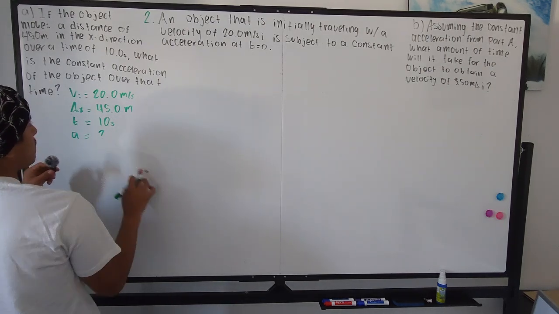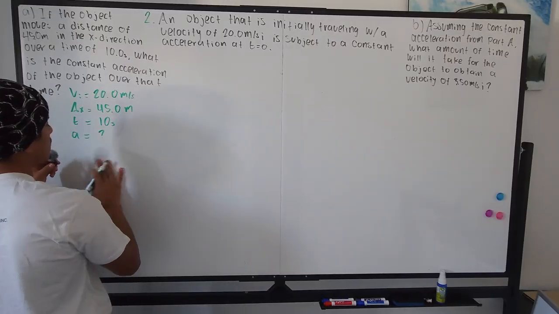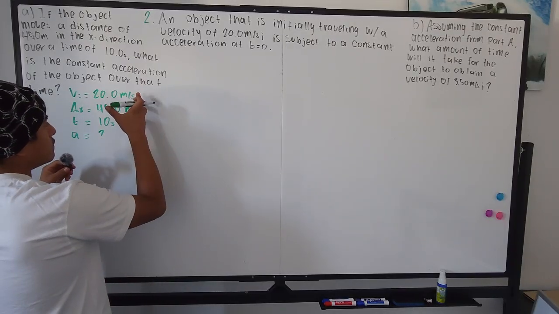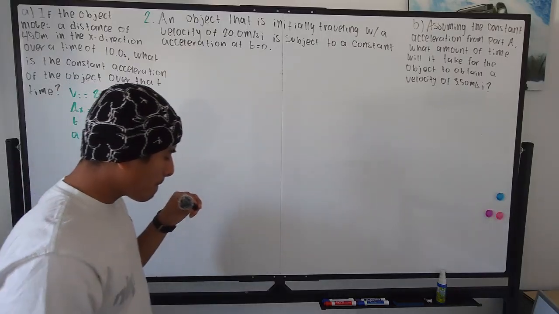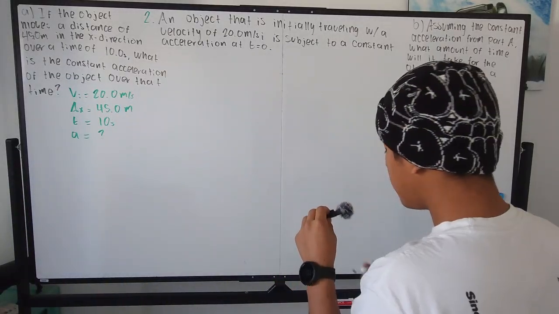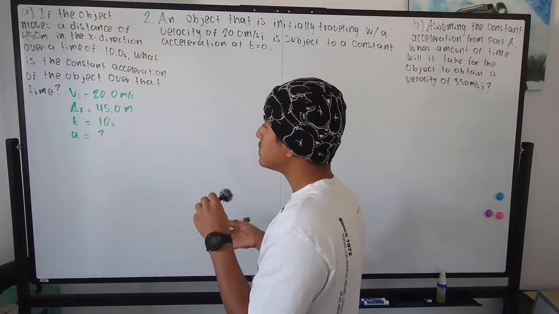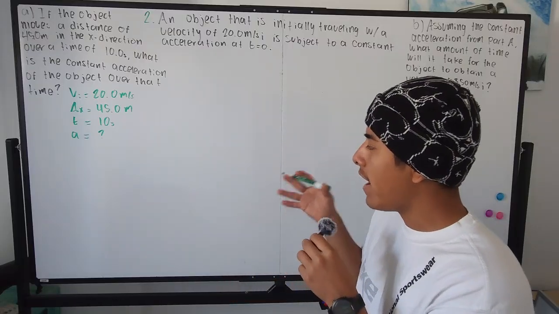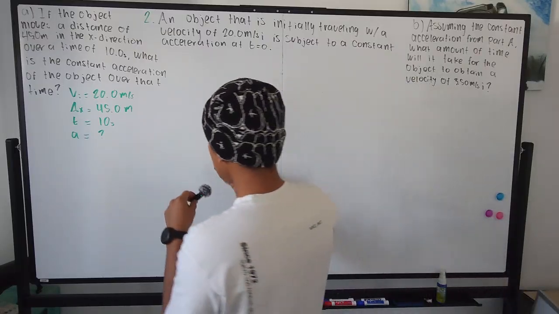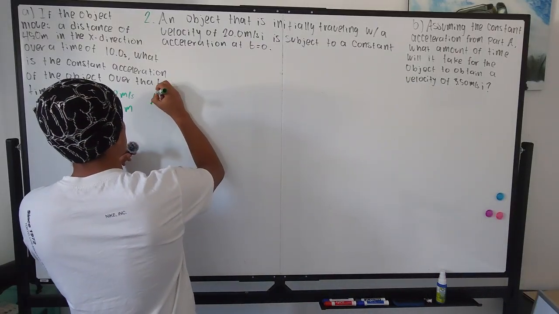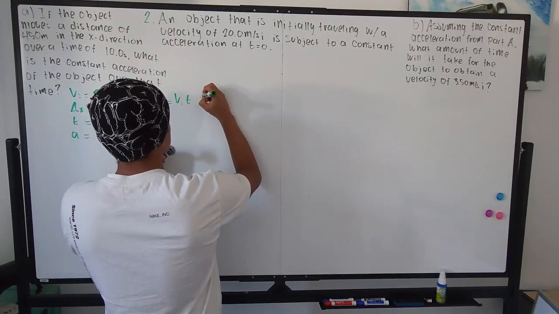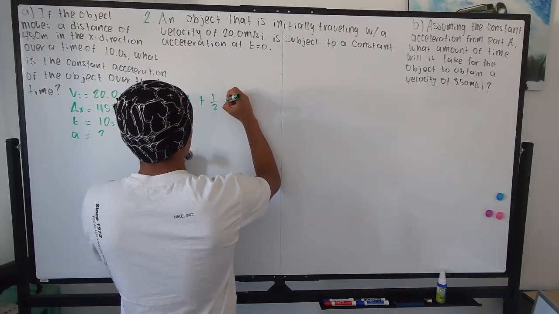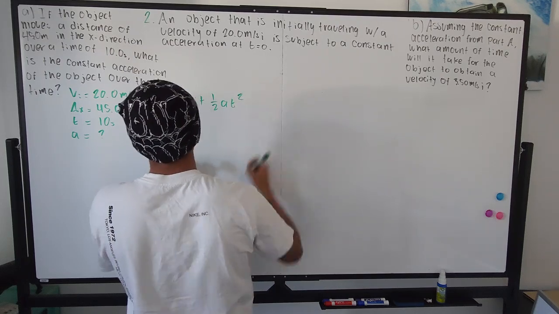We have these three values. We don't have the acceleration, and we also don't have velocity final, but we're not worried about it. We can solve for the acceleration with just these three values. So now we're going to use a kinematic equation, the one that does not have velocity final, which is this one: delta x equals velocity initial multiplied by the time plus 1/2 a t squared.